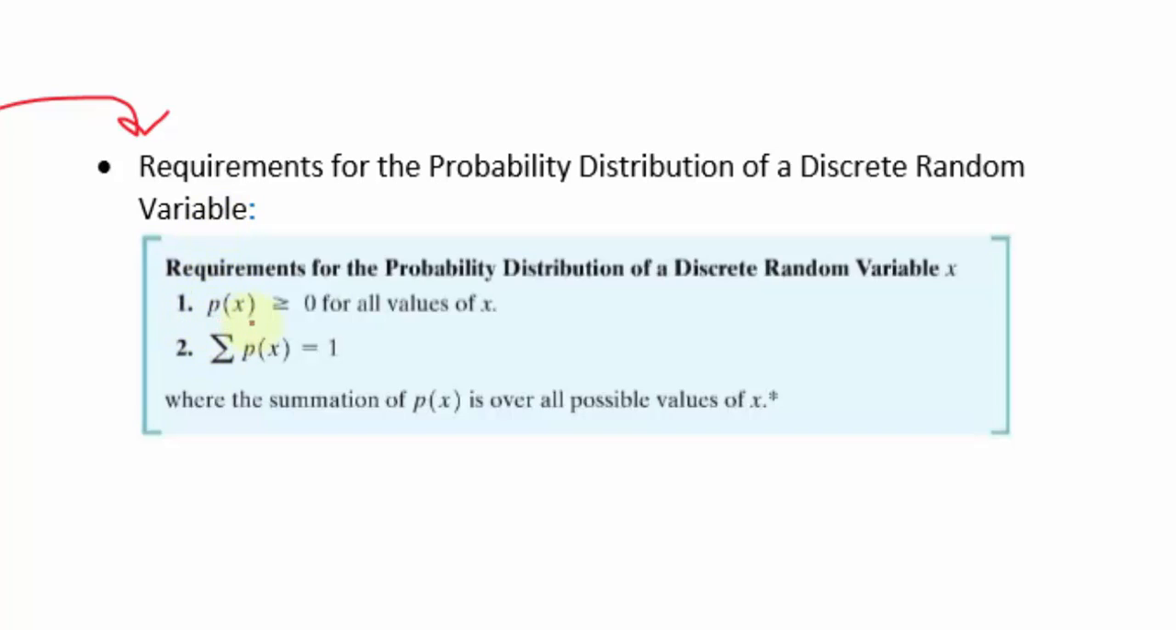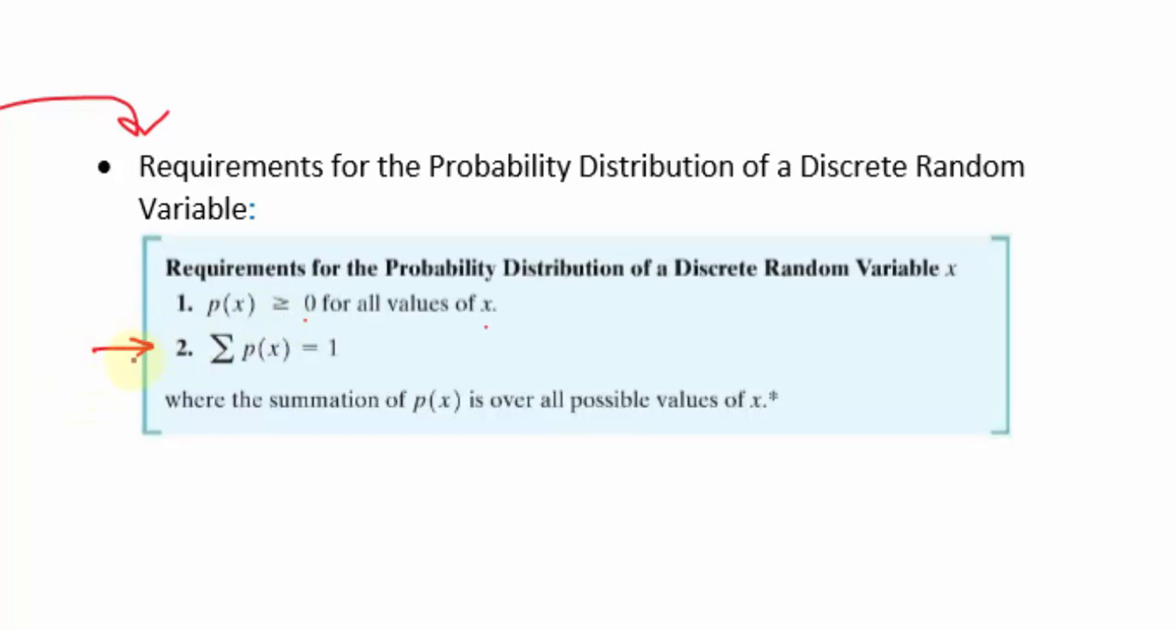The requirements for the probability distribution of a discrete random variable are listed here in this table, and that is the probability needs to be greater than or equal to 0 for all values of x. It is not possible to have a negative probability. So we need to make sure that when we are looking at any tables that list probabilities, or if we're calculating probabilities of x, those probabilities should be greater than or equal to 0.